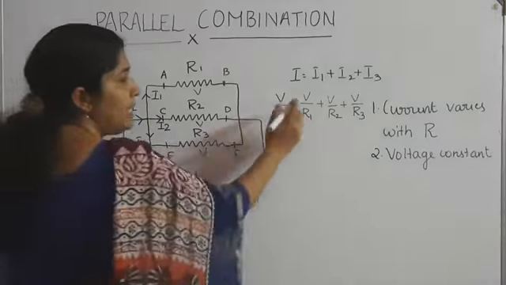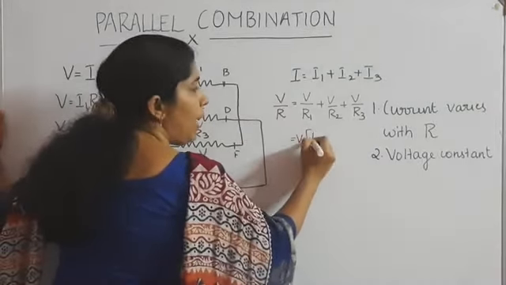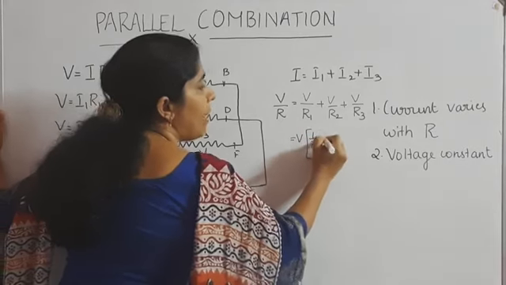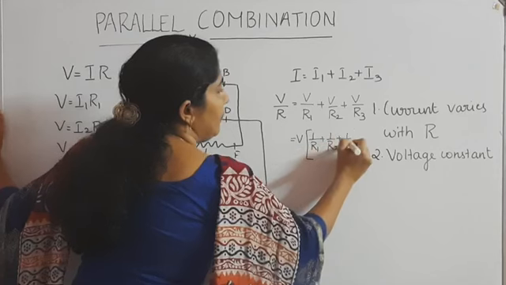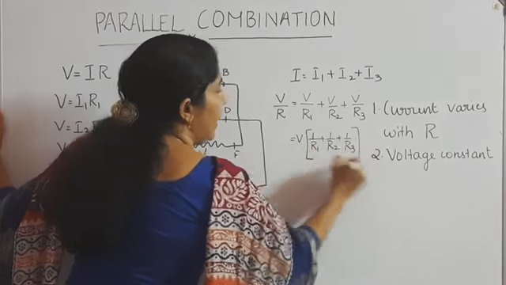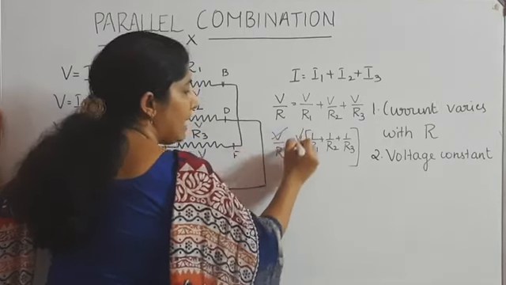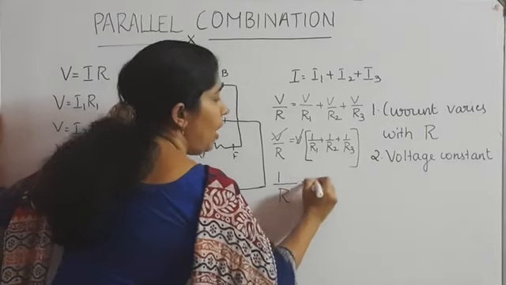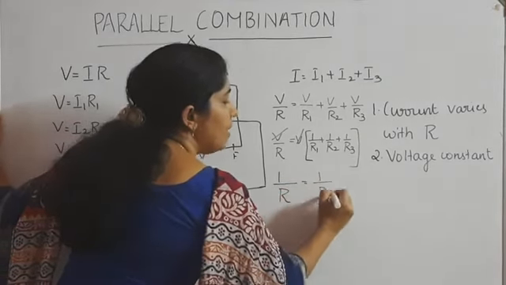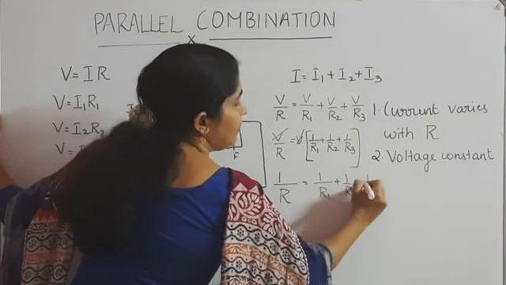V is common here, so it is taken outside: V into 1 by R1 plus 1 by R2 plus 1 by R3, and that is equal to V by R. V gets cancelled. Therefore, we can write 1 by R is equal to 1 by R1 plus 1 by R2 plus 1 by R3.